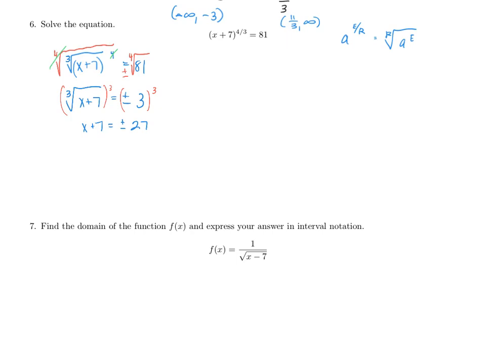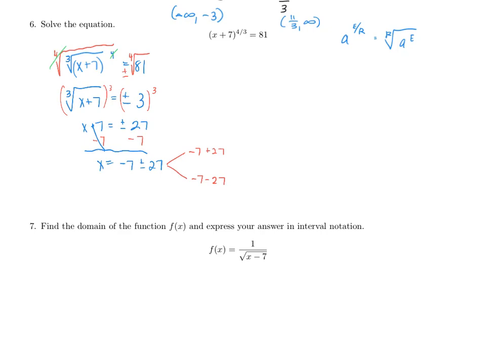And now we're going to get the x by itself, so we subtract 7 from both sides, and we get x equals negative 7 plus or minus 27. I always put the plus or minus thing last. I just think it makes the most sense there. And so then we have our two solutions: negative 7 plus 27 and negative 7 minus 27.